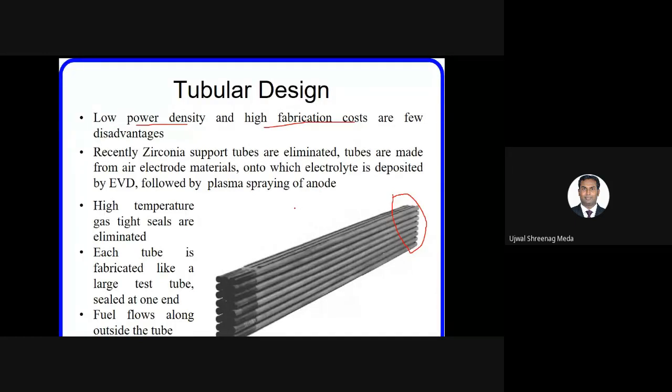And in the very initial designs, support tubes made of zirconia were used. So those support tubes are eliminated. The cathode tube itself will act as a support tube. And other components such as high temperature gas tight seals were required in earlier designs. Those are also eliminated.